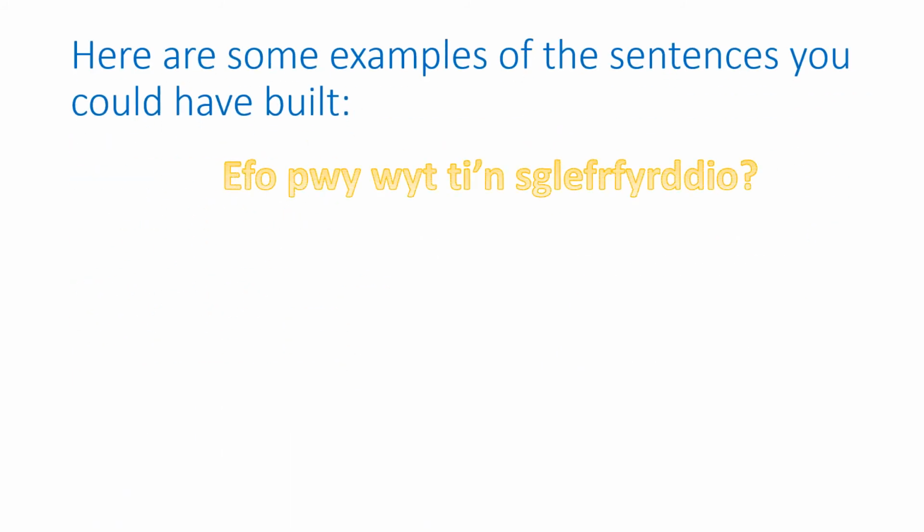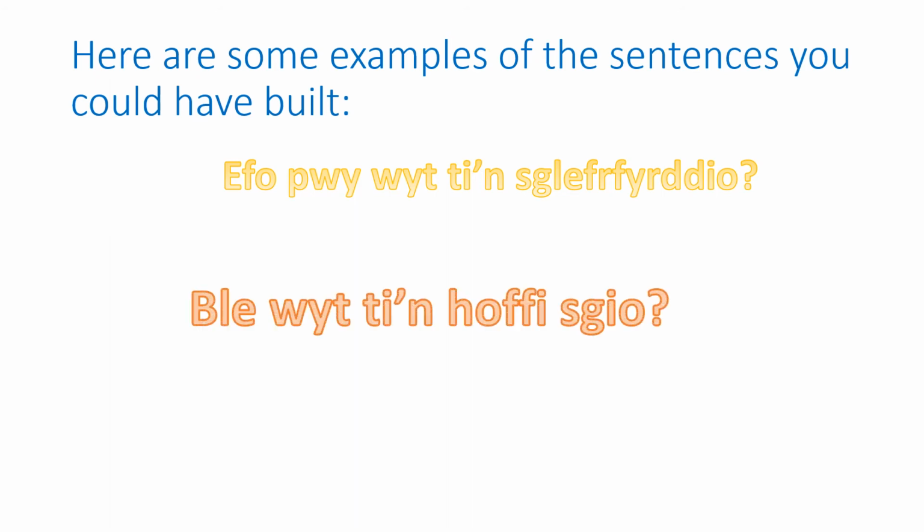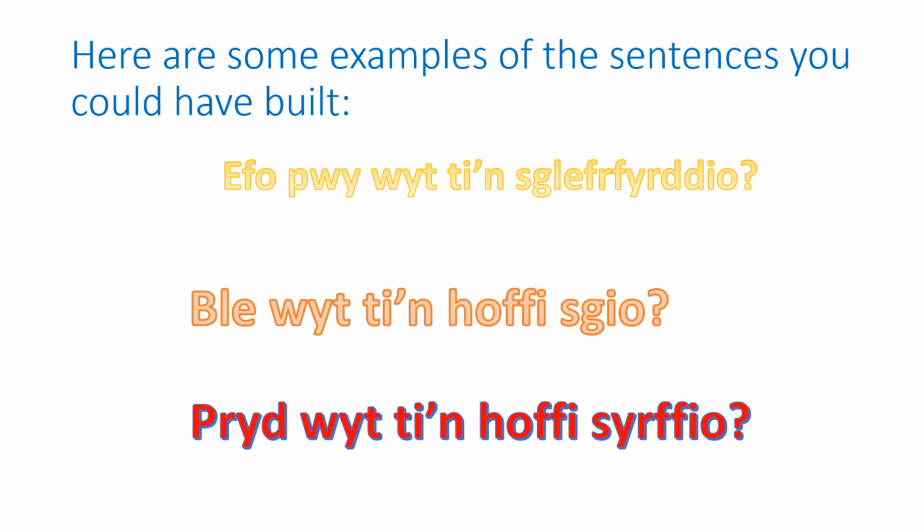So the first one, you could say, efo pwy wyt ti'n sglefrfyddio? So if you go back to the diagram, I'm sure you could translate that one if you don't know it. So that one means, with who do you skateboard? Ble wyt ti'n hoffi sgïo? Where do you like skiing? Pryd wyt ti'n hoffi surfio? So they're just some simple sentences that I built up using that spider diagram. Hopefully you'll be able to think of 5 questions of your own.